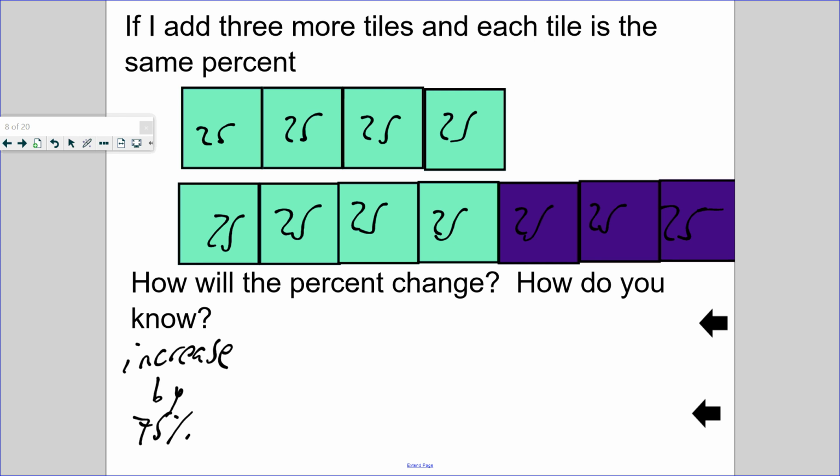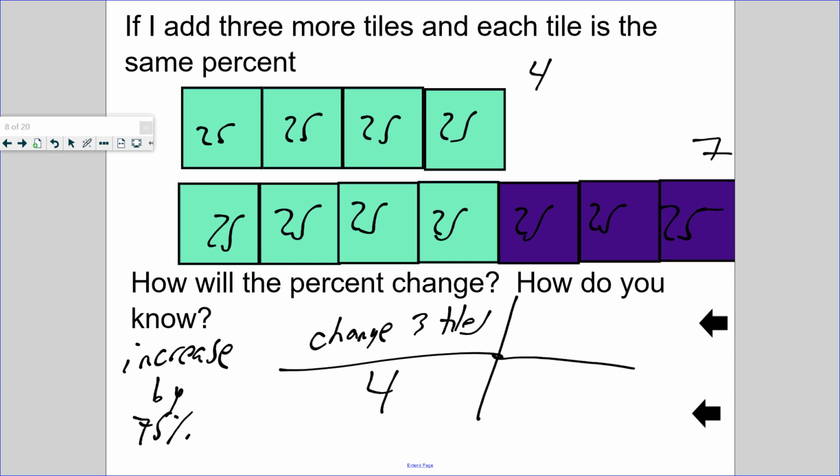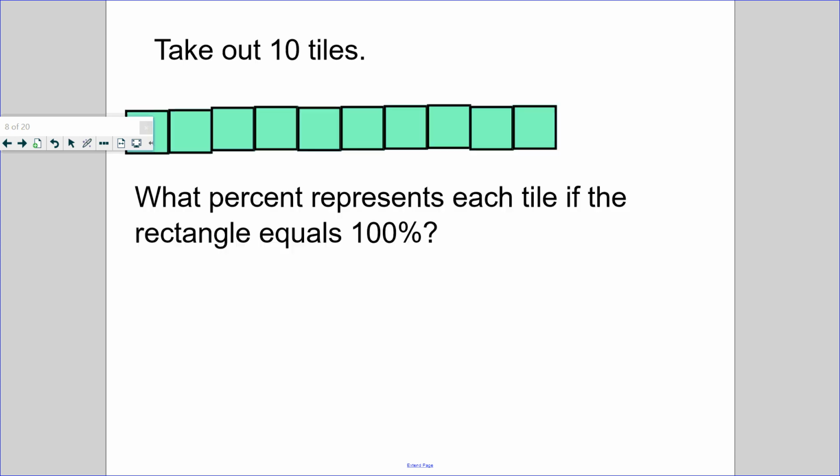First of all, how did it change by? We started with 4 tiles. Now we have 7 tiles. So it changed by 3 tiles. There's an increase of 3 tiles. And how many tiles did we start from? The original one was 4 tiles. Do you know what percent is 3/4, times 25, times 25? 75% increase.